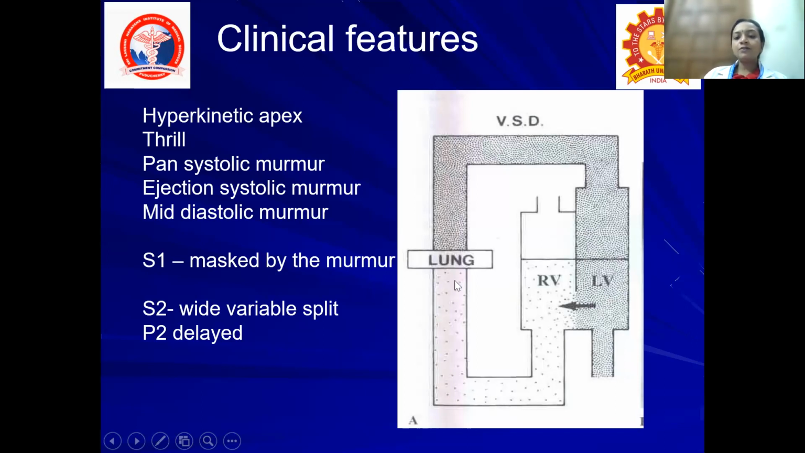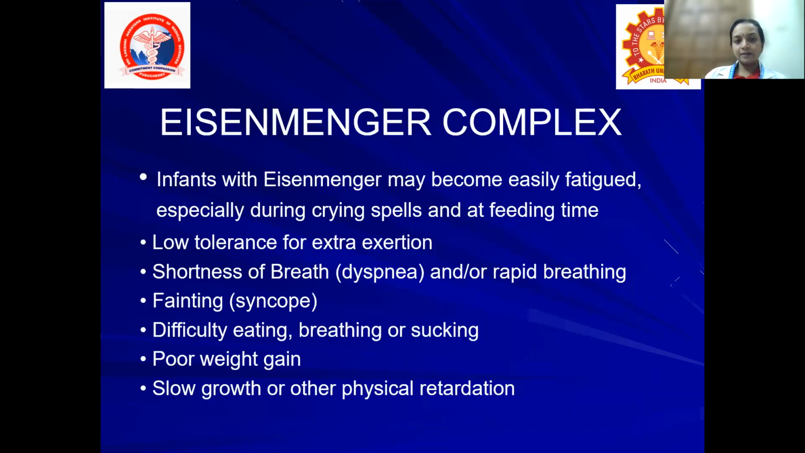And because of the increased flow across the pulmonary artery, which results in an ejection systolic murmur, and because there is increased flow from the left atrium to the left ventricle across the mitral valve, it results in a mid-diastolic murmur. And the S1 thereby is masked by the murmur, and S2 is widely split because there is an increased venous return across the pulmonary artery, and then there is an increased flow to the pulmonary venous return. As a result, what happens? P2 is delayed, which results in the wide variable split.